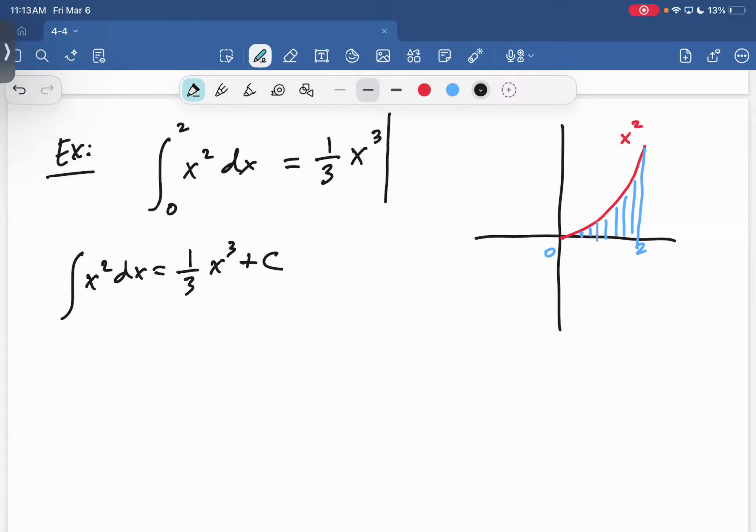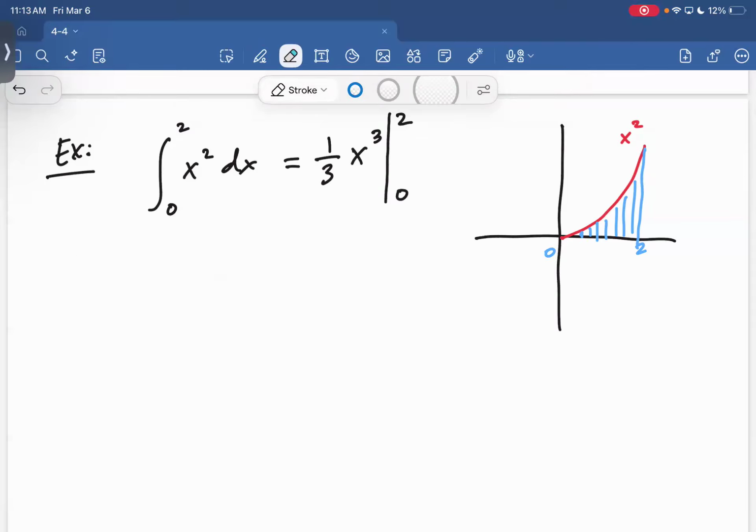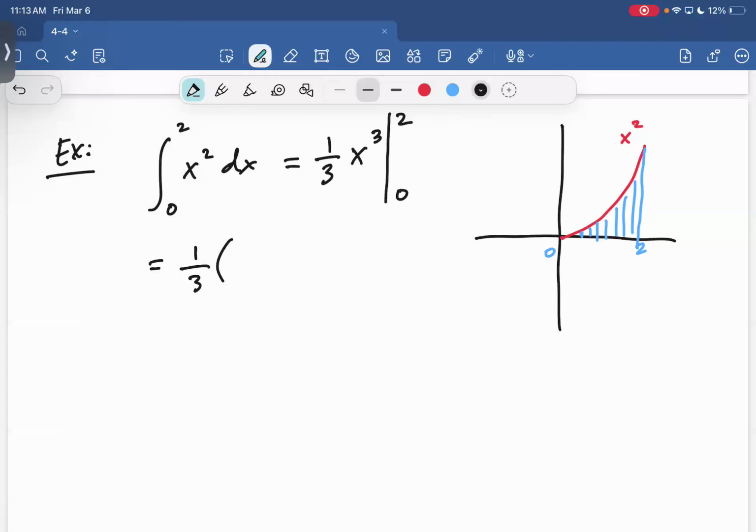There's a notation that people came up with. They write a vertical bar to the right of it, and they write a 2 on the top and a 0 at the bottom. All this is telling us is that we're trying to first evaluate the function 1/3 x cubed at 2, and then subtract its value at 0. So it'll be 1/3 times 2 cubed minus 1/3 times 0 cubed. That's what this notation with the vertical bar means. It's just telling us that we're taking the top and then subtracting the bottom.